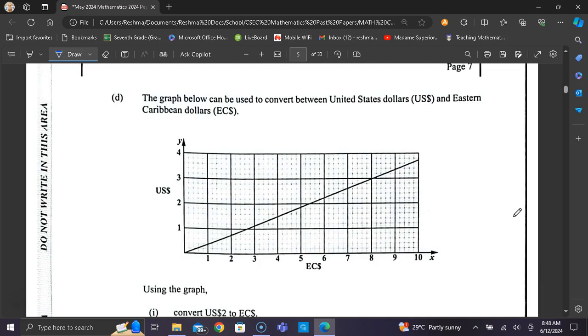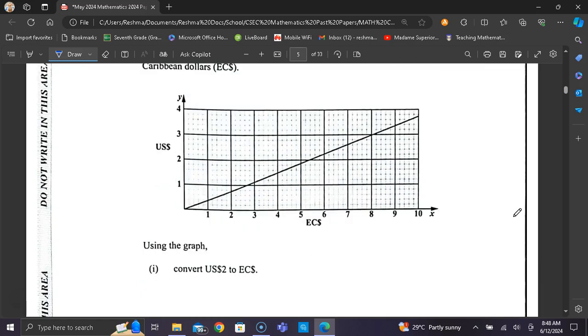The graph below can be used to convert between United States dollars and Eastern Caribbean dollars. So using the graph, we have to convert 2 US to EC dollars. So 2 US would be on the y-axis here. So if we go across to the line and then come down, we'll be able to read off the number of EC dollars that is equivalent to. Now the grid is kind of light, so we'll just have to estimate this.